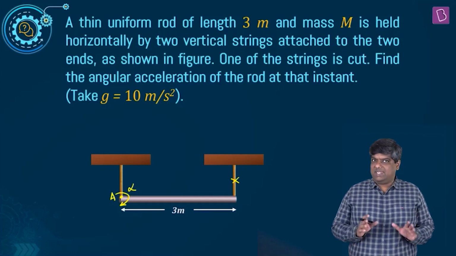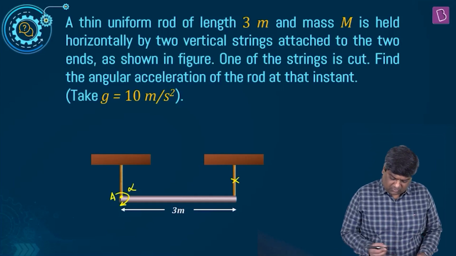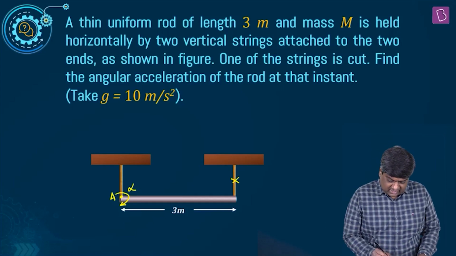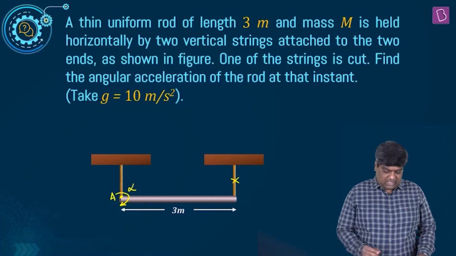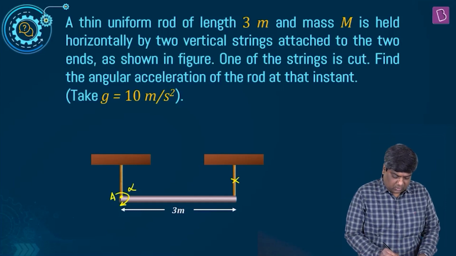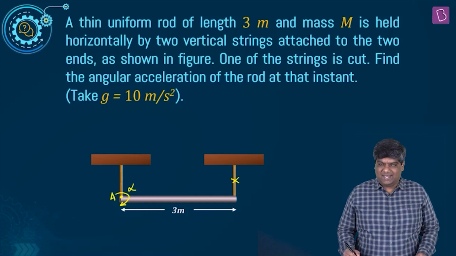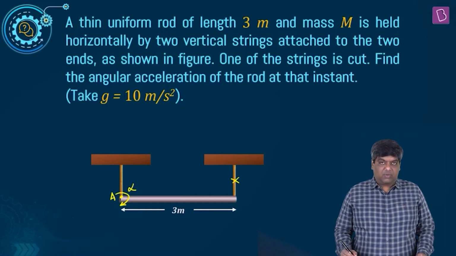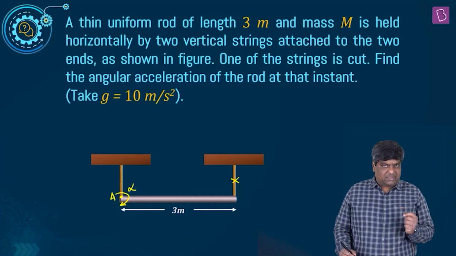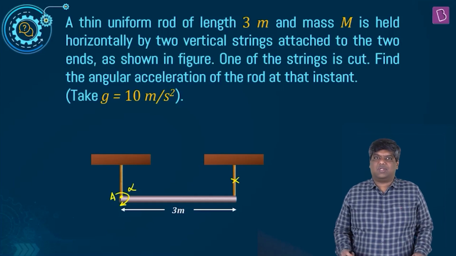So the rod is in equilibrium held by two identical strings, and one of them, any one of them, let's say, is cut. And what will happen the moment you cut it is that the rod will begin to rotate about the other string, right? Let's say this is point A and it will start rotating about that, and we want, the moment the string is cut, what is the angular acceleration of the rod.